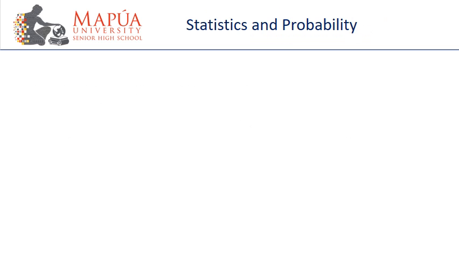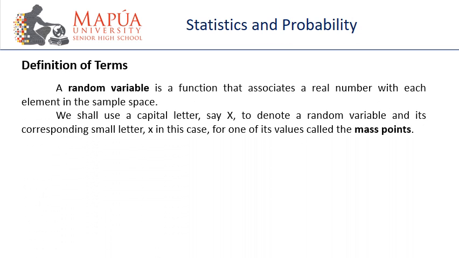To begin with this chapter, let's define some terms first. Let's define a random variable. A random variable is a function that associates a real number with each element in the sample space. We shall use a capital letter, say capital X, to denote a random variable and its corresponding small letter, small x in this case, for one of its values called the mass points.